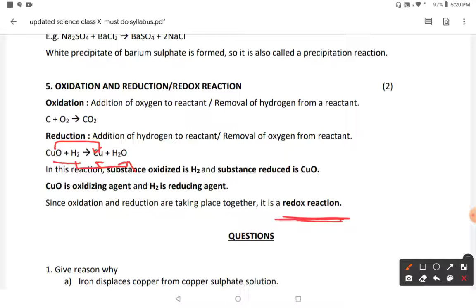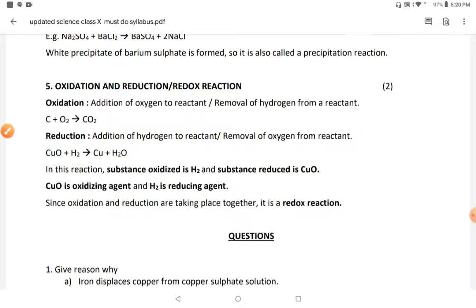The oxidized substance is H2 because oxygen is added into hydrogen, and the reduced substance is copper oxide where oxygen is removed from it and converted into copper. So copper oxide is the oxidizing agent and hydrogen H2 is the reducing agent. The compound which is reduced is the oxidizing agent, and the compound which is oxidized is called the reducing agent. And when these two, oxidation and reduction, take place together, it is called redox reaction.